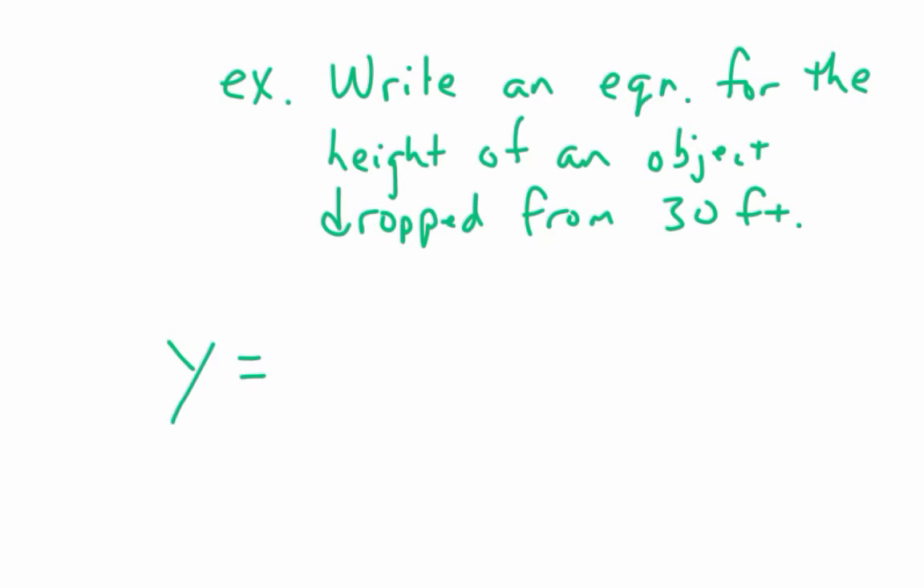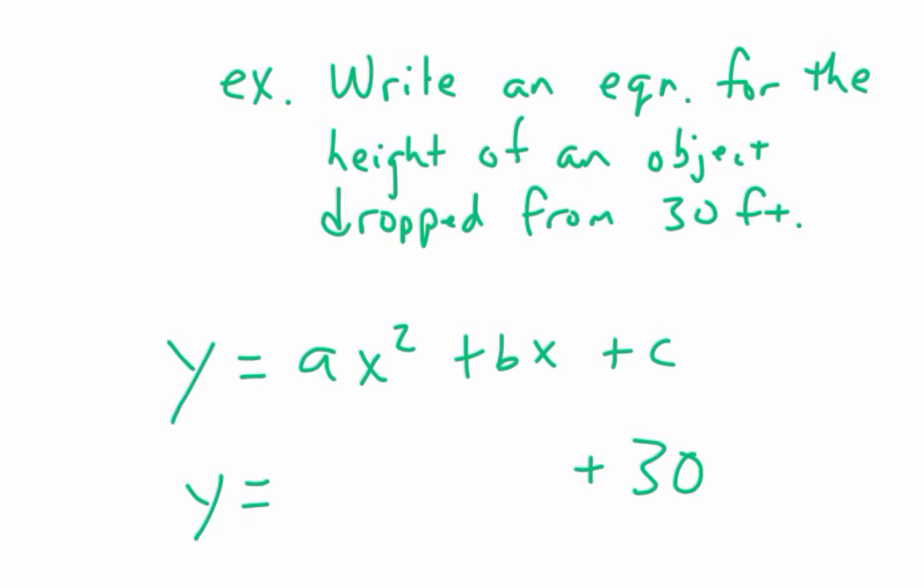All right. What do I do with my 30 feet? Goes in for C. So I'm maybe going to start by writing y equals ax squared plus bx plus c. So my 30 feet goes in for c, so it'll be a plus 30 there at the end. What does a have to be, because it's 30 feet? Yep. So we have y, or you could say h for height, really, equals negative 16x squared. And because it's dropped, we don't have anything with this b.